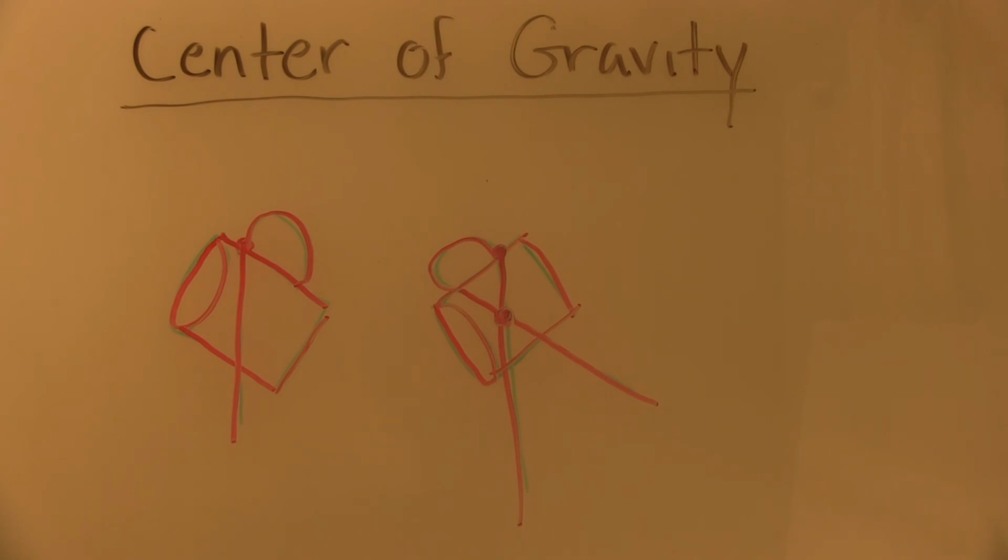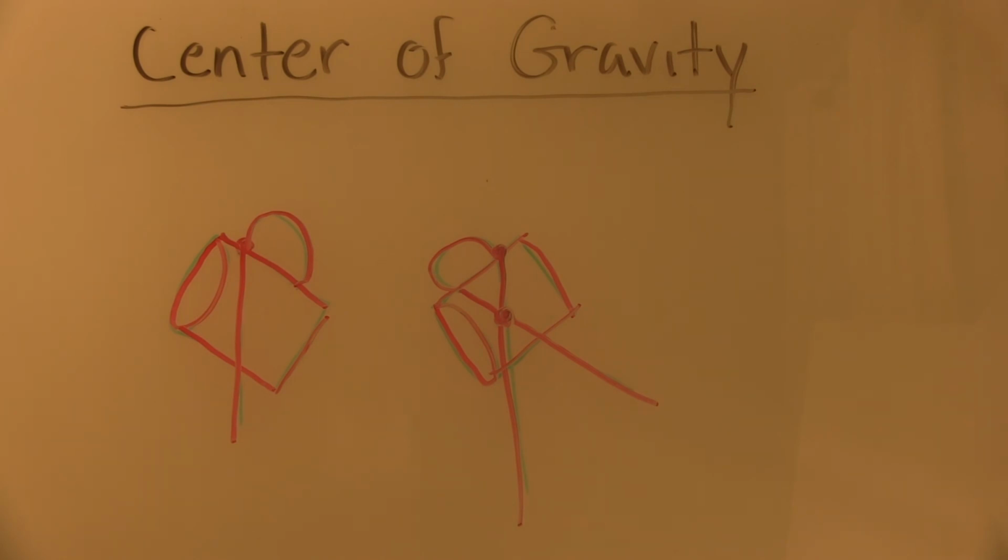Now, when a body is suspended or supported by a single point, the center of gravity is always directly above or below the point of suspension. For example, here we have a coffee cup. It is supported by the top of the handle in the first picture, and we have drawn a line that intersects the center of gravity.